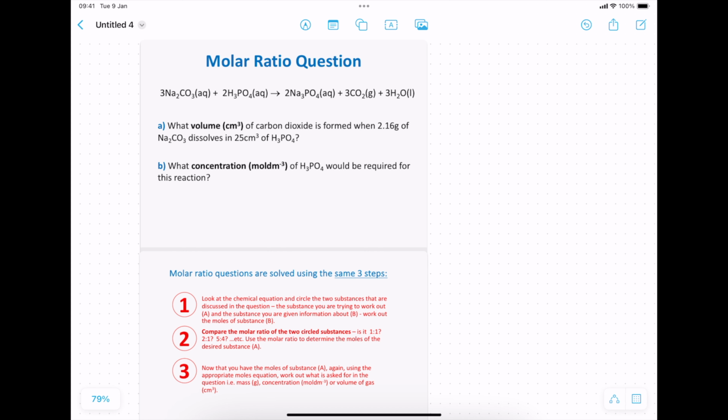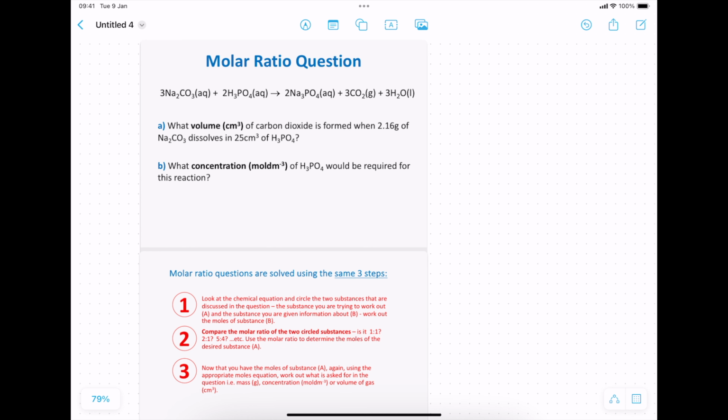So the first part of the question asks, what volume of carbon dioxide is formed when 2.16 grams of sodium carbonate dissolves in 25 centimeters cubed of phosphoric acid? And then part B, what concentration of phosphoric acid is needed for this reaction?